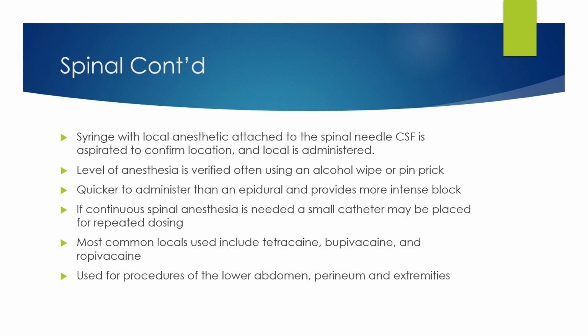Okay, once that needle is in position, a syringe is filled with local anesthetic and attached to the spinal needle. CSF is going to be gently aspirated one more time to confirm location, and then the local is administered. The level of anesthesia is verified using either an alcohol wipe or the pinprick method. An alcohol wipe, if it's on a non-anesthetized region, is going to feel cold.